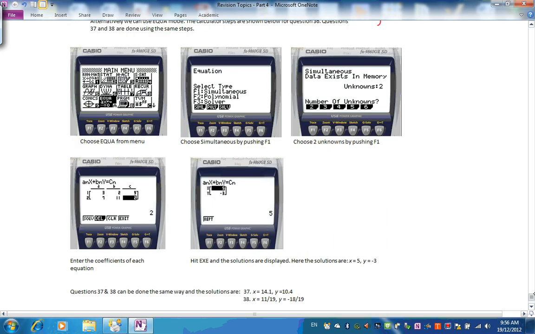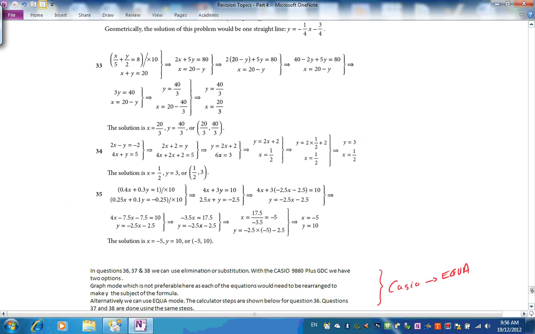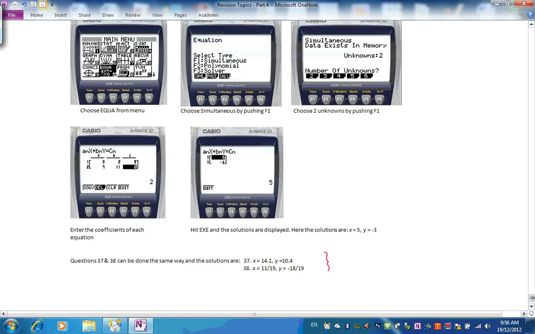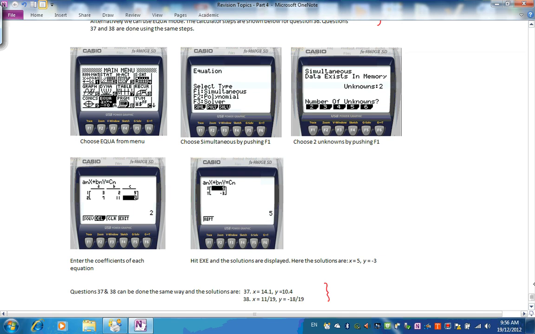Okay, so we've got the steps there, and 37 and 38, the answers are down here, but you'd use Equa mode again, and I've got some instructions there. So come down to the end, so that's the end there. Alright, well I'll leave that with you now. You can rewind the presentation, just toggle back and get on with those questions and see what you think.